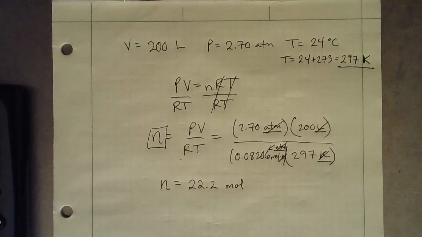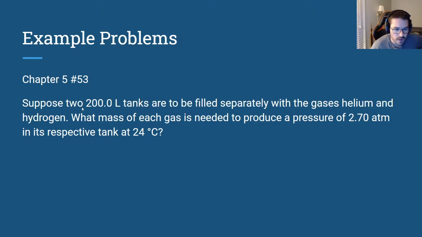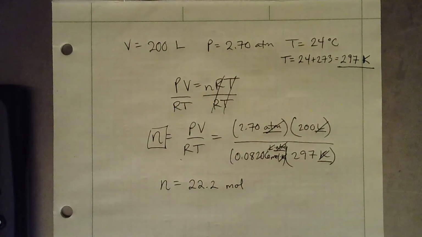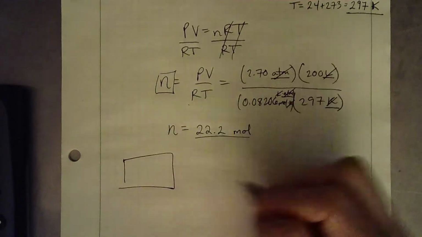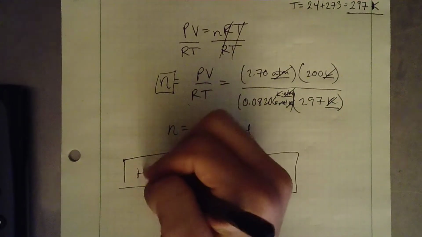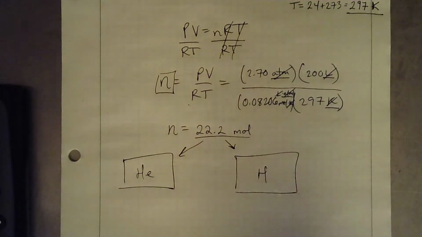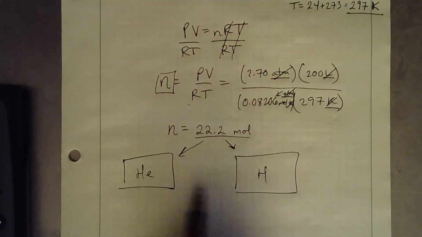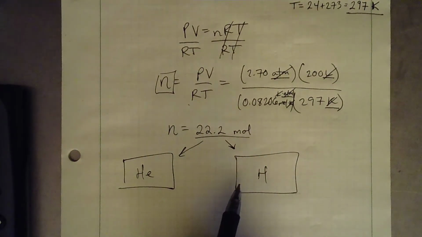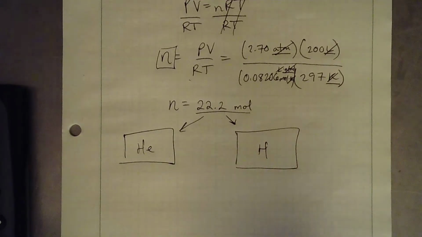Now, if I bring back the problem, it said we have 2 tanks, each one to be filled separately with helium and hydrogen, and we want to know the mass of each gas. Well, here's the thing. It's going to be the same number of moles in each case. I have 2 different tanks, one for helium, one for hydrogen. It's going to be this number of moles in each case. The only difference here is that these have different molar masses. So let's just do one of them, for example.